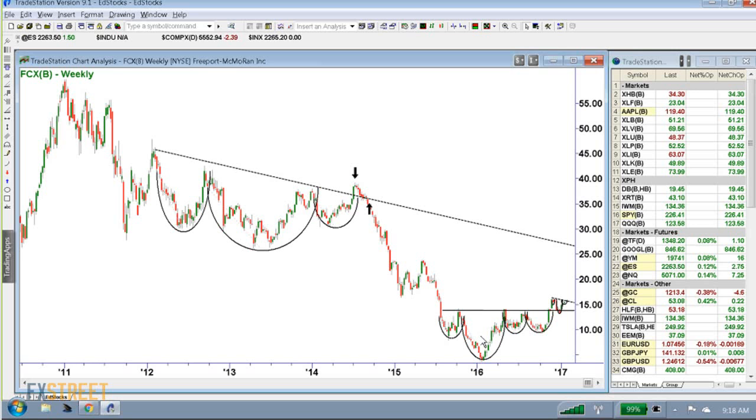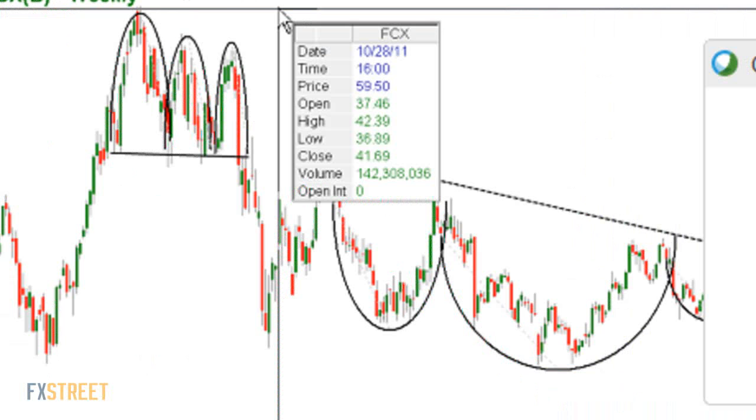But in order for a reversal pattern to have meaning, there first must be something to reverse. There must be something to... This is a reversal pattern after a huge directional move. That's why I like it.